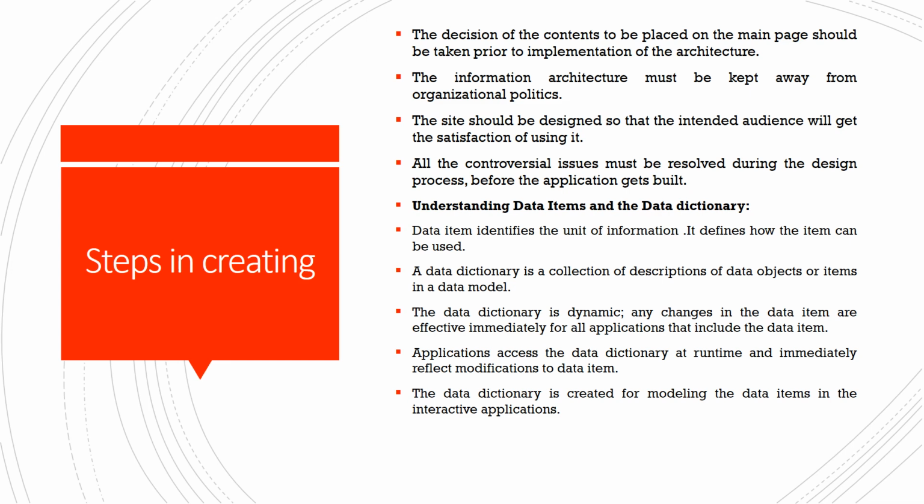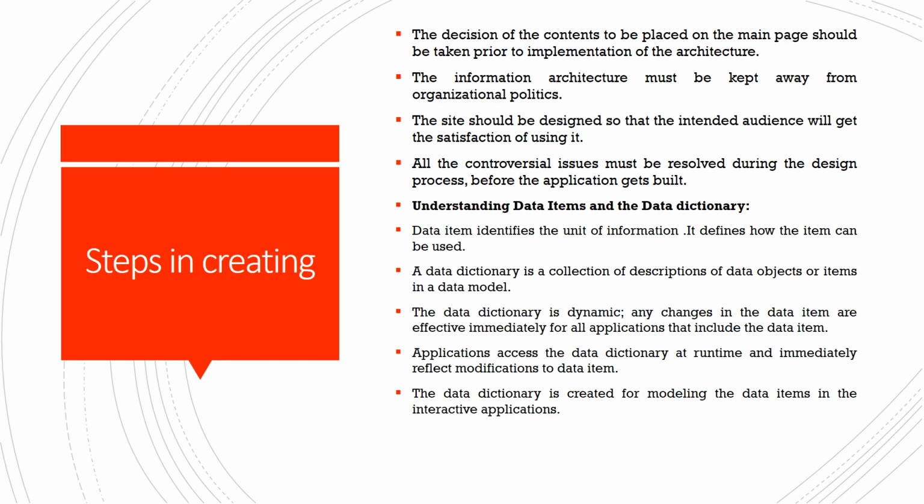Next is, what are the things we have to understand about the application. So from the database to the graphical user interface, we are going to understand what is required. Data items and data dictionary. What is actually a data item? A data item is a unit of information. Example, name is a data item, number is a data item. It defines how the item can be used.